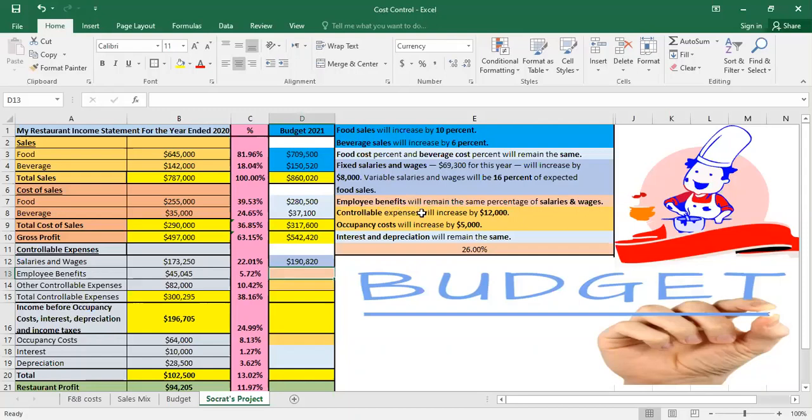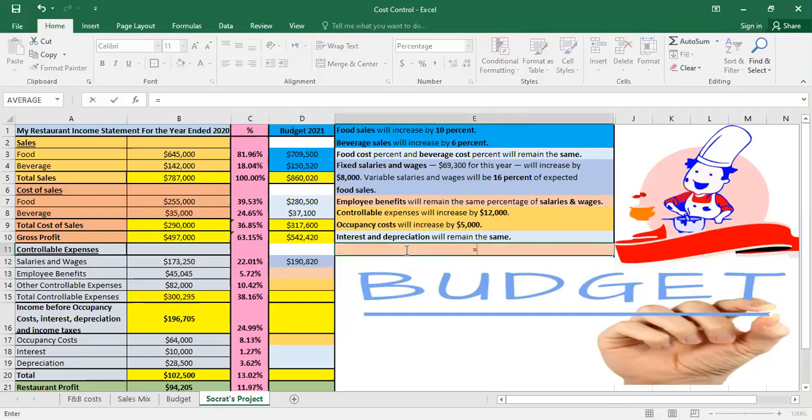Now we move to employee benefits. They will remain the same percentage of salaries and wages. It means here it's a percentage of salaries and wages. Here we calculated it as part of total sales, so we can do the calculation easily. The employee benefits that we're having for the previous year, divided by the salaries and wages, is 26%, and it didn't change. So what we do is the 26% that we have calculated times the salaries and wages for 2021.